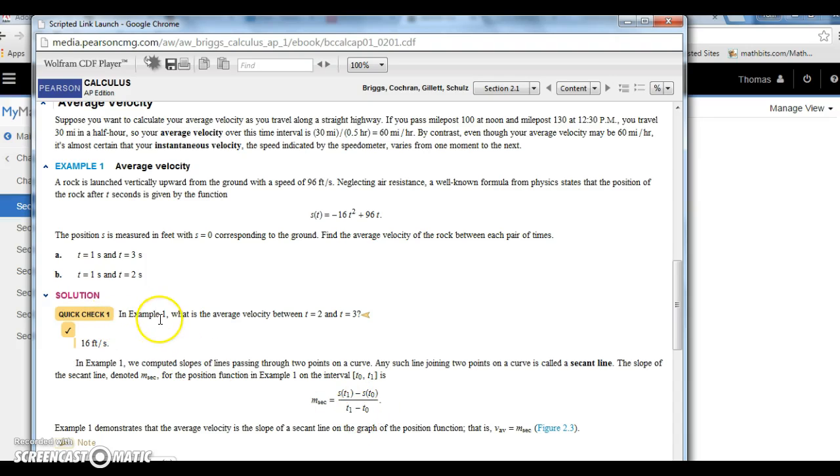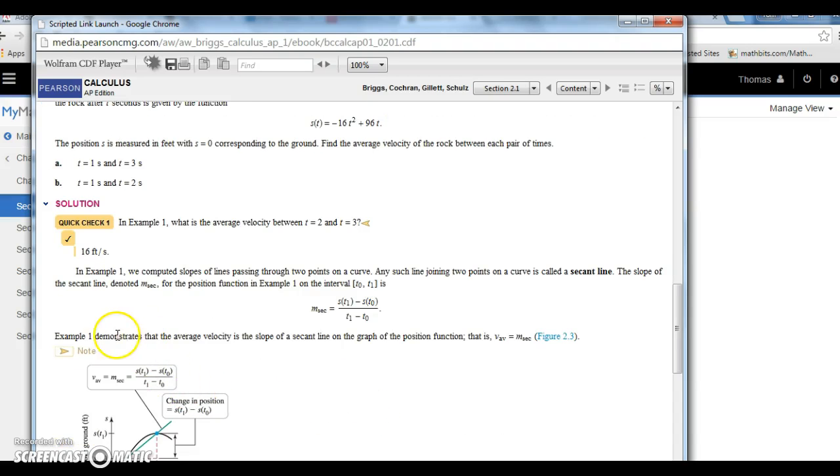In this quick check, we want the average velocity between 3 and 2, no different than these problems here. Plug in 3, get your number, that would be this. Plug in 2 squared, and you figure out when t is 2, you get this value, your output, and then divide that by 3 minus 2, which would be 1.